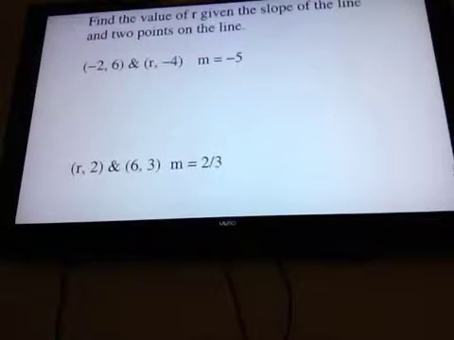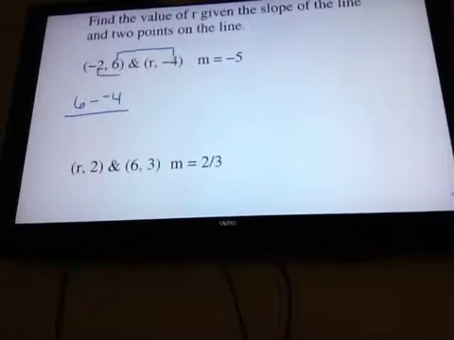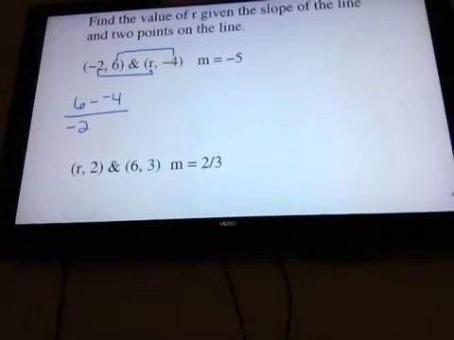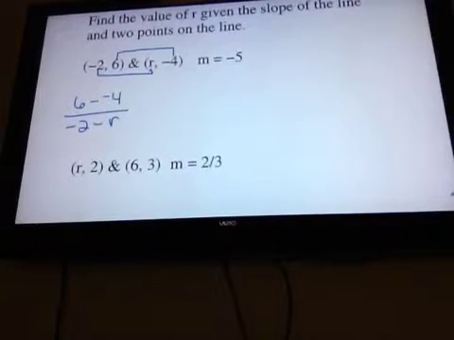We're going to set it up the same way. We're going to take y minus y, so 6 minus negative 4, over x minus x, negative 2 minus r, this time it's just a variable, on one of the numbers. So I'm setting it up using my slope formula, except this time I know the answer. I know that this is going to equal negative 5. I know what the answer is. They told me it's going to be negative 5.